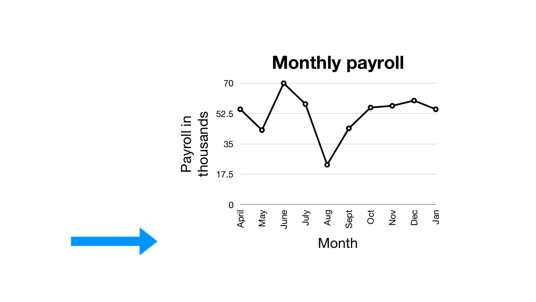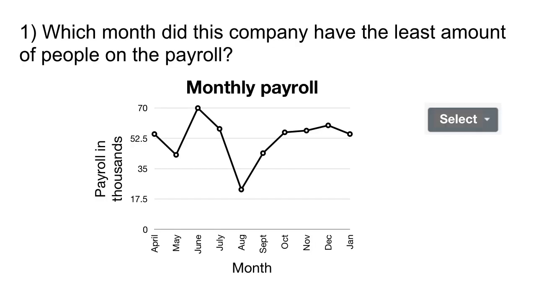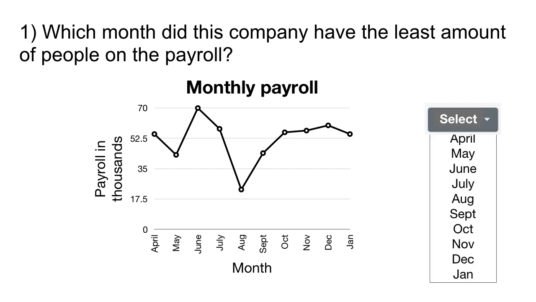And the question asks you which month did the company have the least amount of people on the payroll? So if you look at the lowest point of the graph, you can see it's there in August. You follow it to the y-axis. It's about maybe 18,000 people on the payroll. This is the lowest point. If you look at June, follow it to the top. That's 70,000. That's the highest point. Then you would go down to your drop-down menu, as we said, and select August as your correct answer. All right, that's all there is to this question.